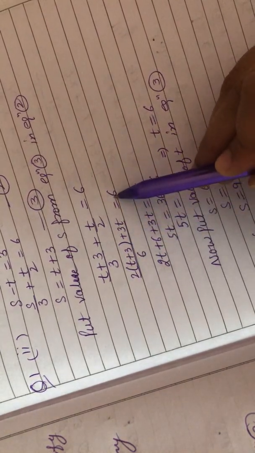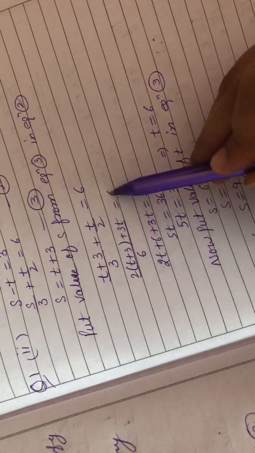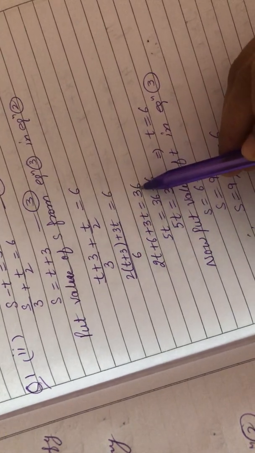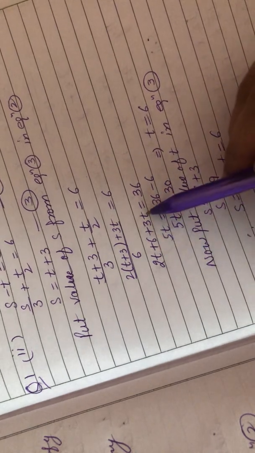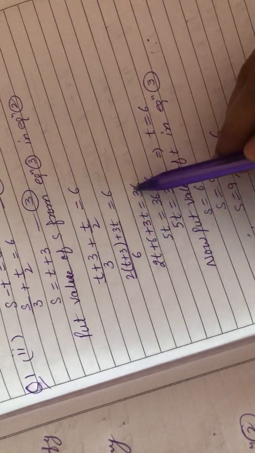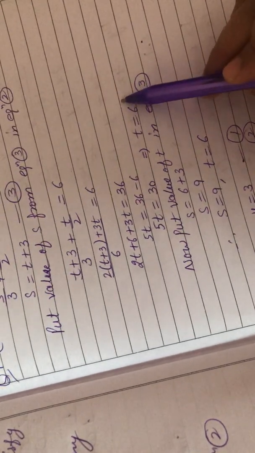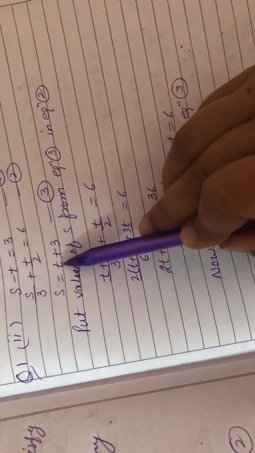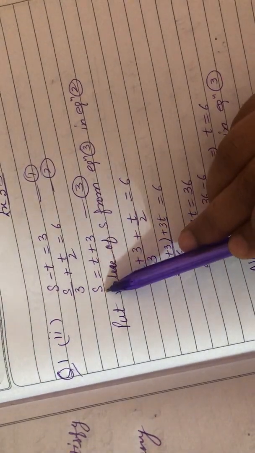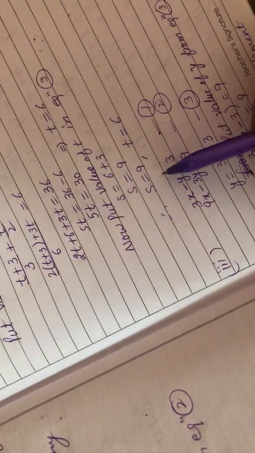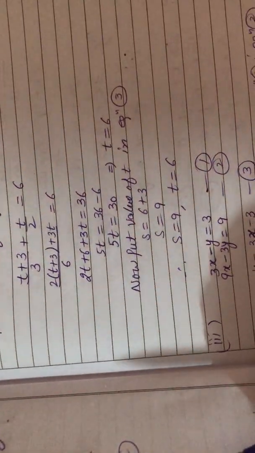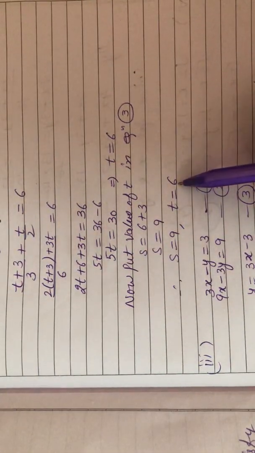2 into (t plus 3) plus 3t is equal to 6. Now this 6 will be cross multiplied. It goes in the right side and it will be multiplied with 6. It gives 36. 2t plus 3t is 5t, and this 6 will be transposed. It gives 5t equal to 30. So t is 6. Now put this value of t, 6, in the third equation here. So we get s equal to 6 plus 3, s is 9. So this is the answer. s is 9 and t is 6.